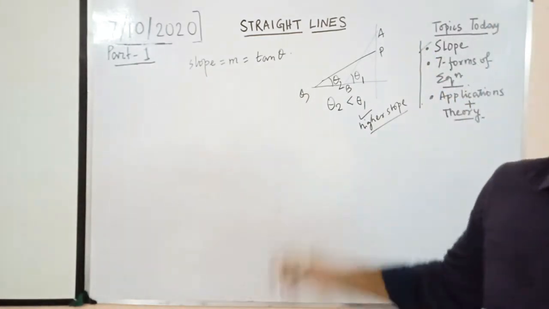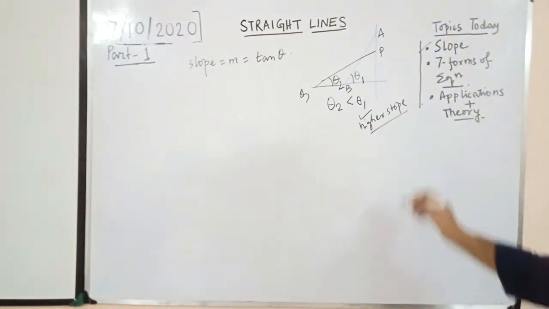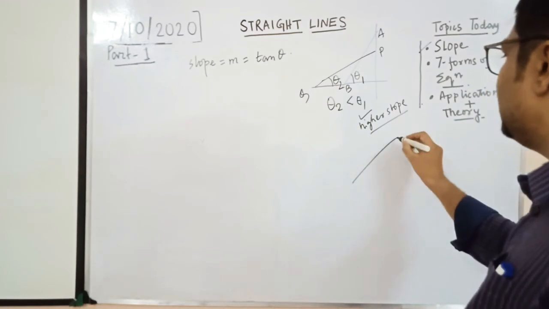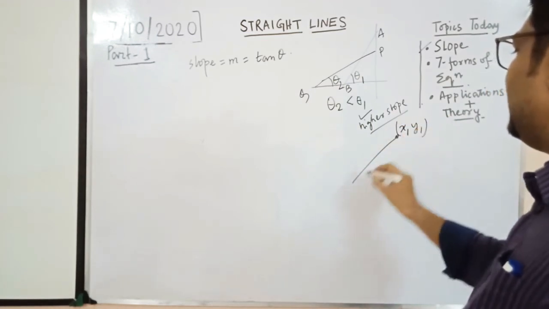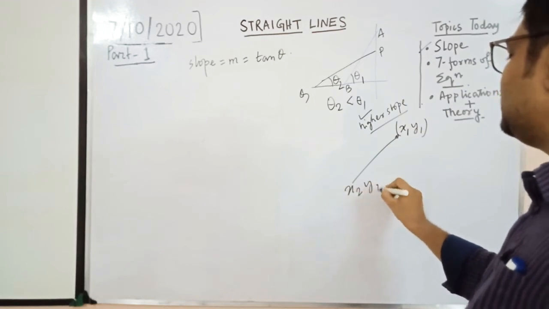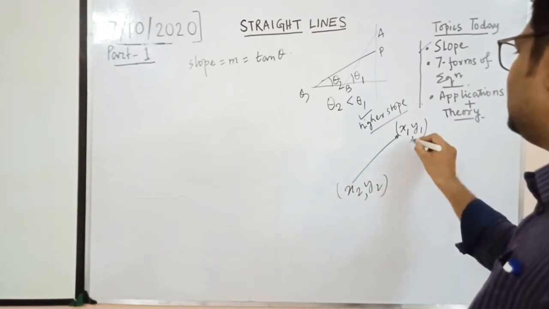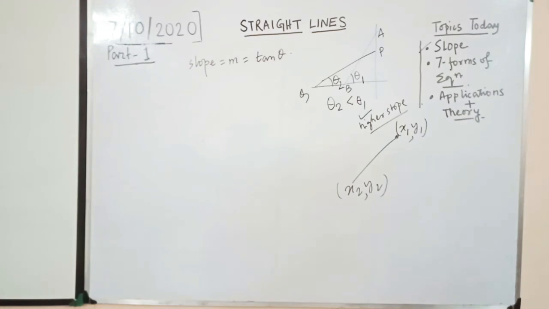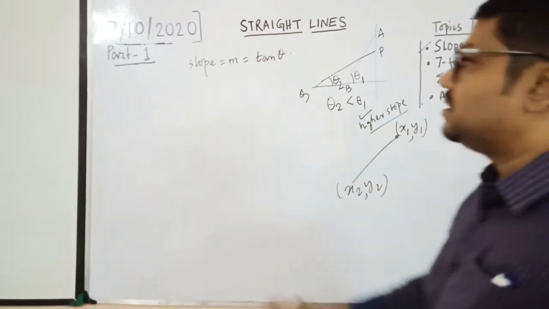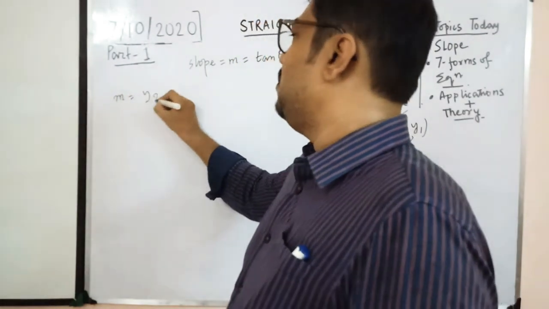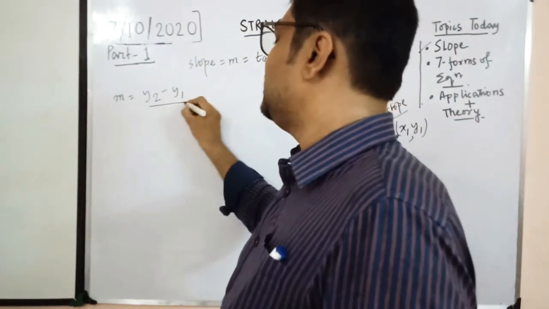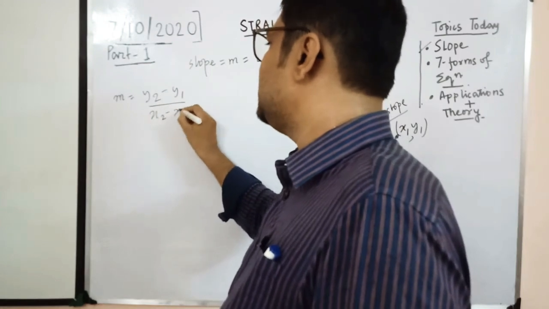So if we have a line, say something like this, here it is x1 y1 and here it is x2 y2. These are the coordinates of the two endpoints of the line. So the slope will be written as y2 minus y1 divided by x2 minus x1.